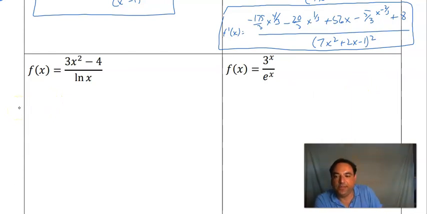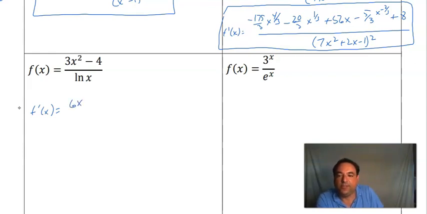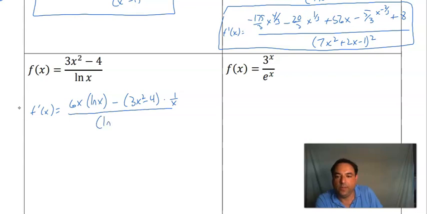So we have two things being divided, so we're going to follow quotient rule. So, derivative of the top, the derivative of 3x squared minus 4 is 6x, derivative of minus 4 is 0, times the original bottom, minus the original top, times the derivative of the bottom. The derivative of ln of x is 1 over x, all over the original bottom squared.